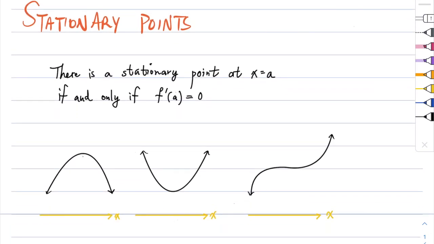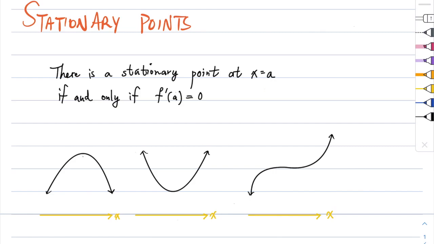We say that there's a stationary point at x equals a if and only if the derivative at x equals a is equal to 0. So stationary points then are points where the derivative, or the slope of the curve, is exactly equal to 0. And we've seen these kinds of points before, but we haven't given them a name.